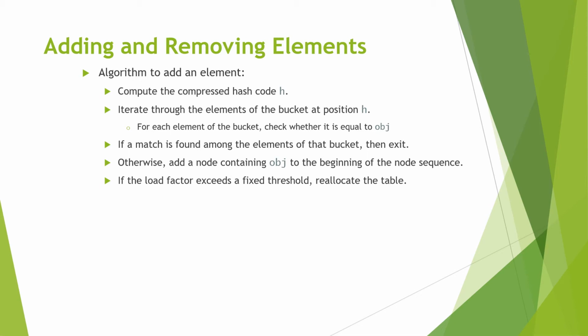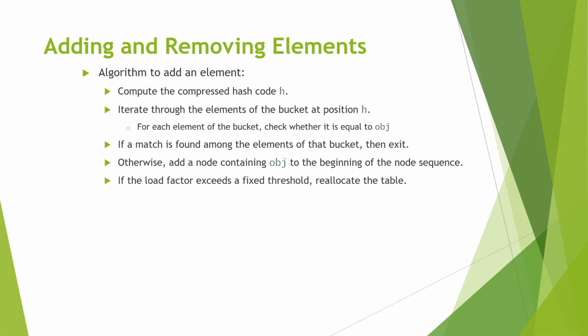If it exceeds some value, it means that the hash table is getting crowded and the linked list in each bucket is growing and becoming longer and longer, and then that means that the operations that we're going to do on hash tables, like searching for an element or adding an element or removing an element, are getting costlier and costlier. So we need to reallocate the table, which means that we need to create another table with twice the number of buckets and reallocate all the elements in the old table.